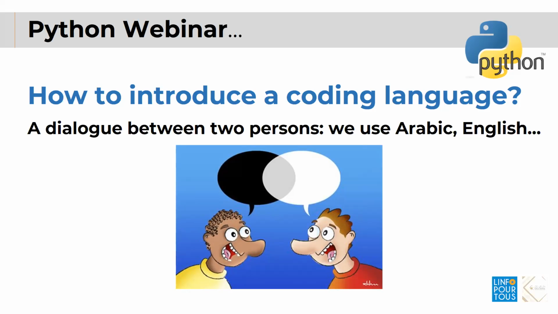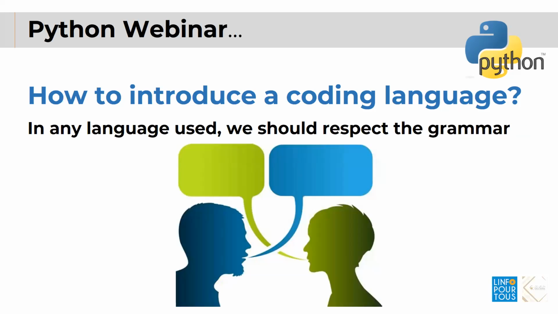And you will start your lesson by telling your students that in a dialogue between two persons, we use a specific language like Arabic, English, or another language. In any language used, we should respect the grammar. And here it will be an introduction for the syntax later on, if it's for Python or for Small Basic or for any other language. That's why students must know that there is a grammar that we should respect while talking, while writing, while speaking, and of course, while coding afterwards.